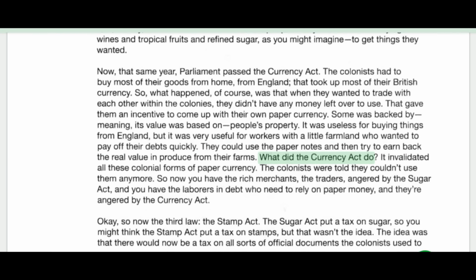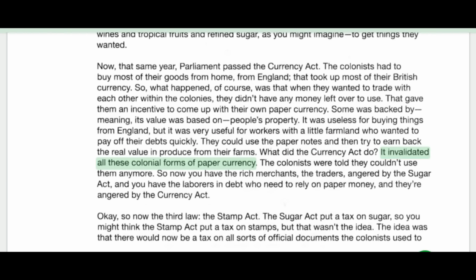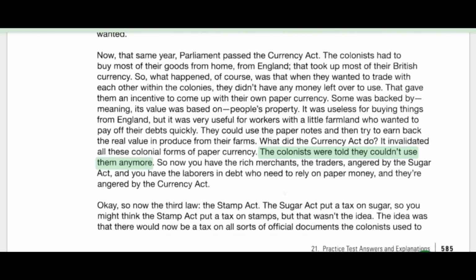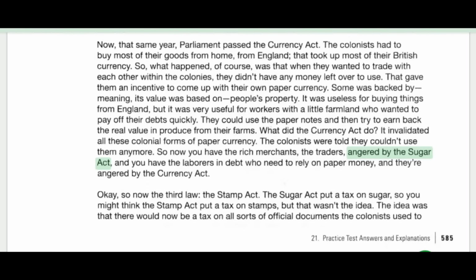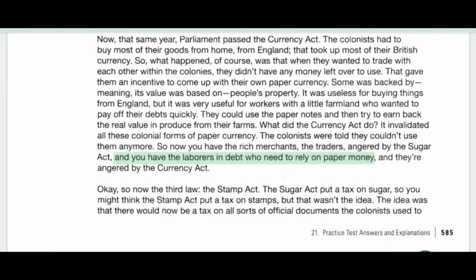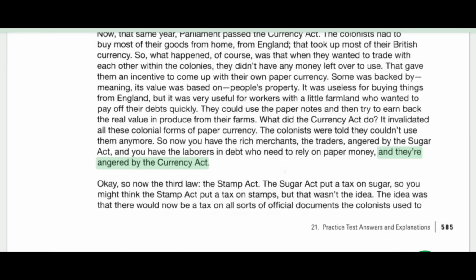What did the Currency Act do? It invalidated all these colonial forms of paper currency. The colonists were told they couldn't use them anymore. So now you have the rich merchants, the traders, angered by the Sugar Act, and you have the laborers in debt who need to rely on paper money, and they're angered by the Currency Act.